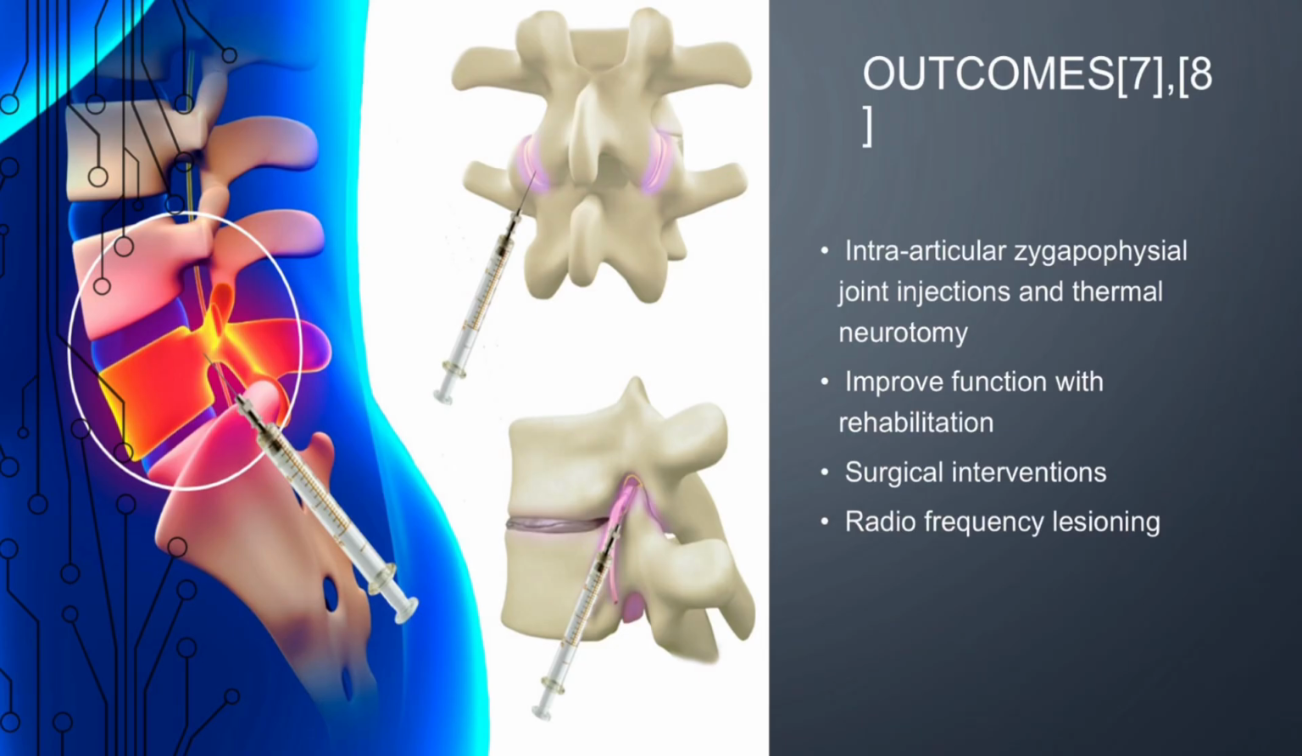The intra-articular zygapophyseal joint, some injections in order to improve function with rehabilitation. So we just want to help the patient increase their flexibility, focus on their posture, and make sure they're not compensating too much, either forward or backward. And then there are some surgical interventions if it is severe enough. And then radio frequency.